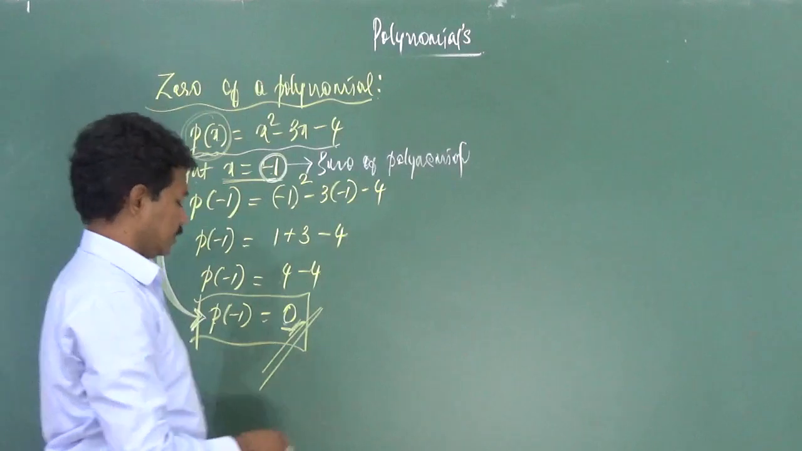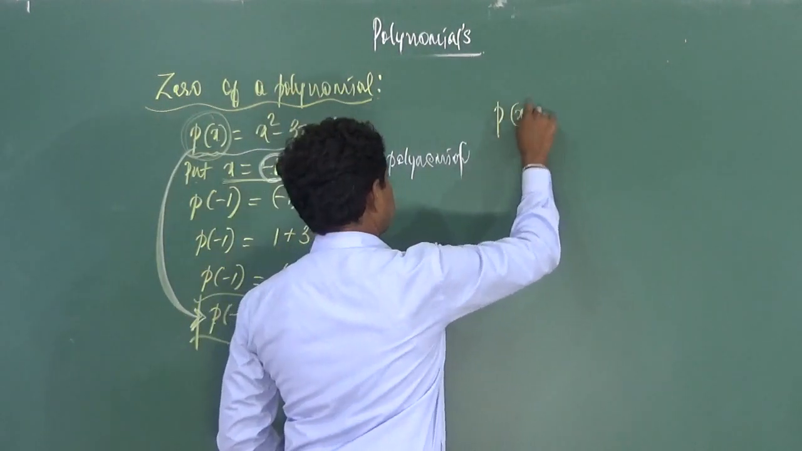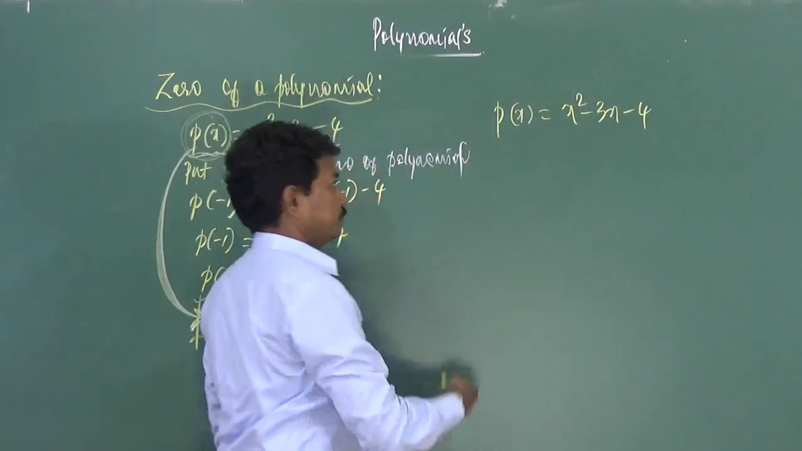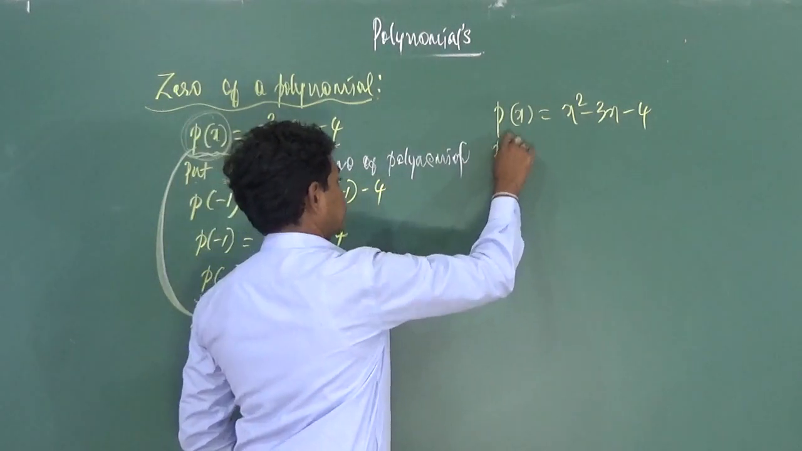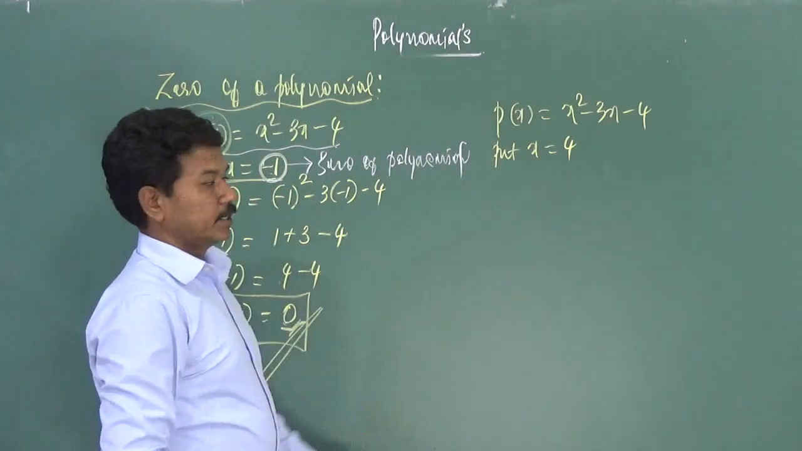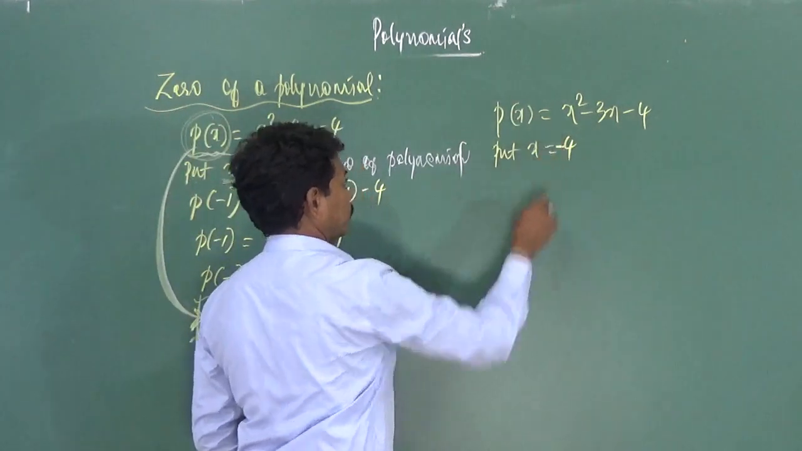Let us take another example. So p of x is equal to x square minus 3x minus 4. I will take the polynomial. I will substitute a value. Put x is equal to 4. I will take 4 and I will substitute this. Okay, I will take minus 4.